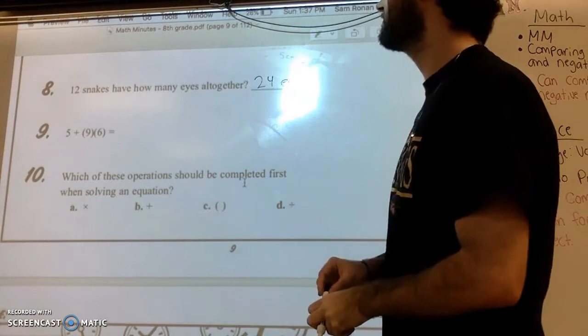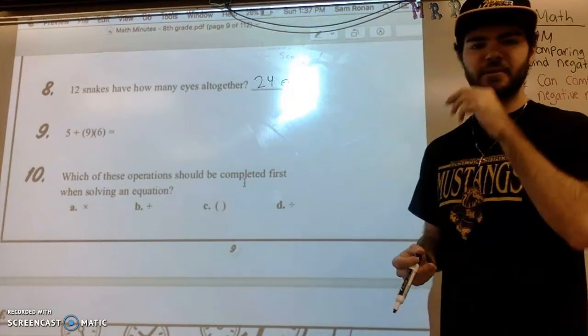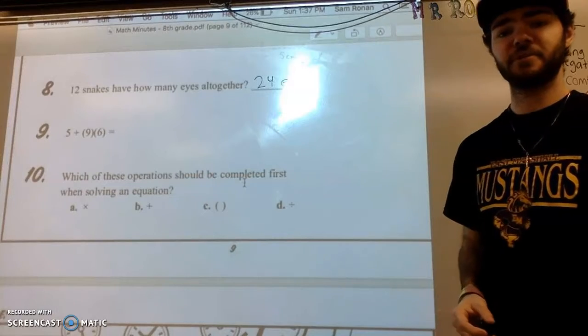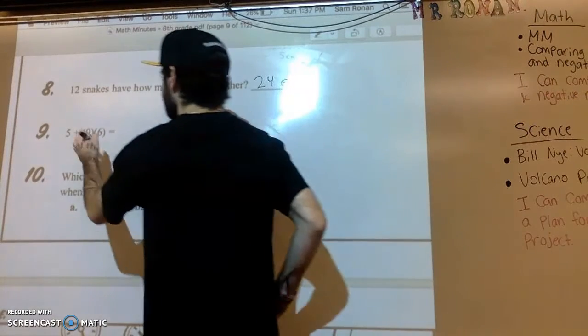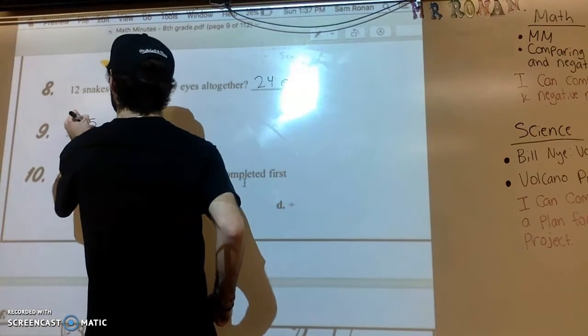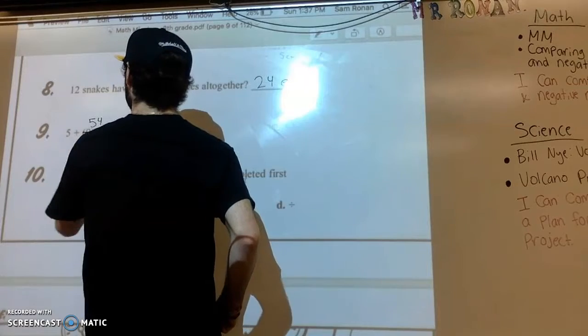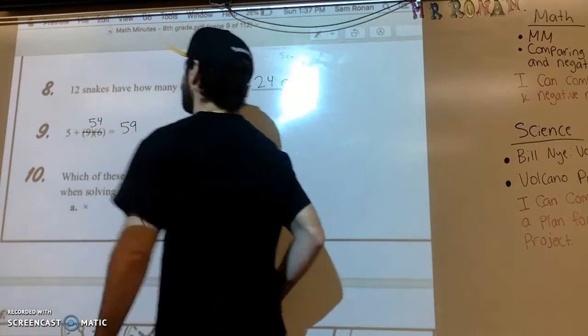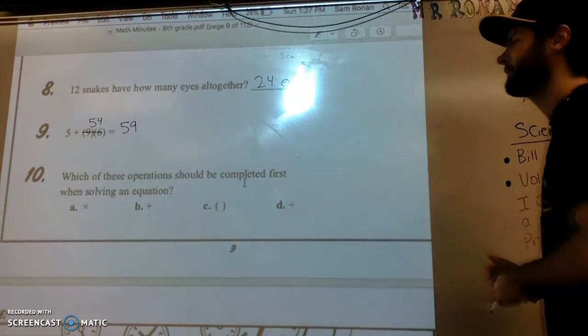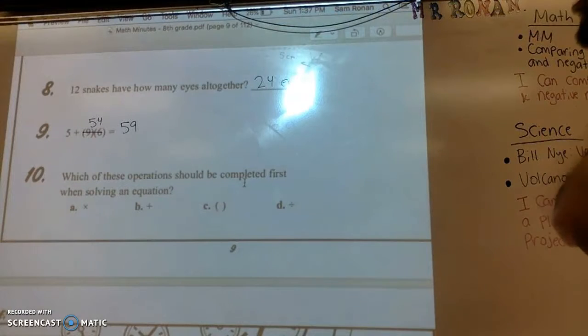Number 9, we have 5 plus 9 in parentheses, 6 in parentheses. Take care of multiplication first. So we have to take care of that 9 times 6. 9 times 6 is 54. 5 plus 54 is 59. That's our answer, 59.